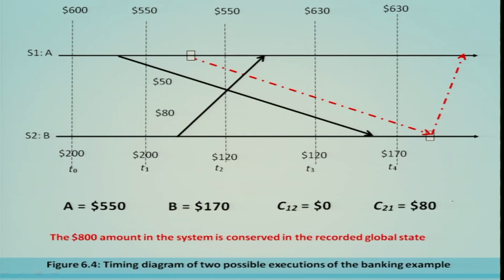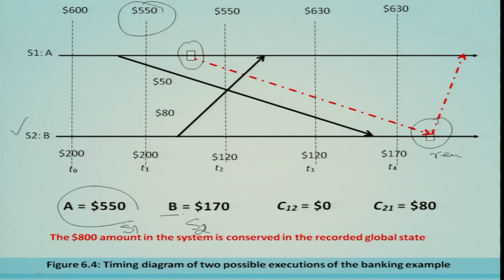So here the global state will be recorded: A will be recorded as 550 by site S1 before sending the marker sending rule, and when the marker is received, site S2 will initiate the marker receiving rule. So it is recording for the first time, so it will record the state of B as 170 after time T4. Then it will also record the state of channel C12 as 0, and then it will send the marker to site S1.